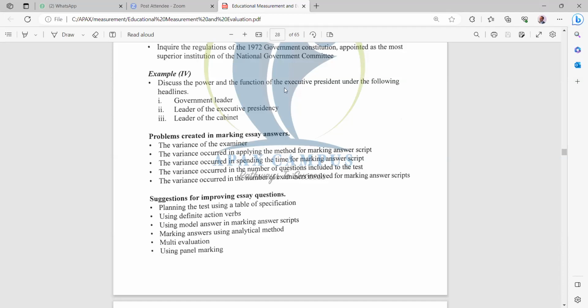So for that, we can give some model answers and get different markers to give marks separately, and then you can analyze and see whether there's an average mark or whether there's a huge gap between the two examples. So then again, you have to inquire deep into that.